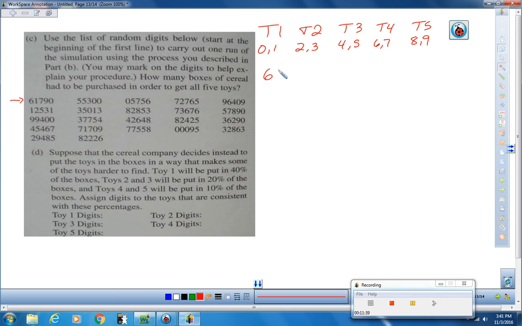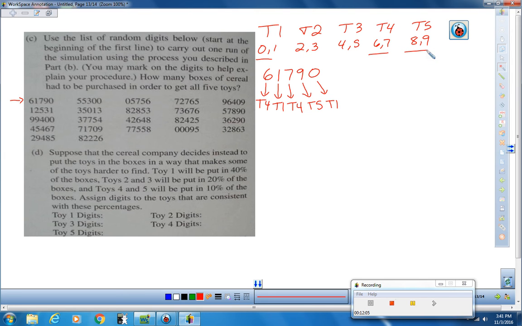So 6, 1, 7, 9, 0. So this here is toy 4. This is toy 1. This is getting a toy 4 again. So again, I've achieved toy 4. I've achieved toy 1. Now I've gotten toy 5. And then I've gotten toy 1 again. So now I've gotten 3 of my toys.